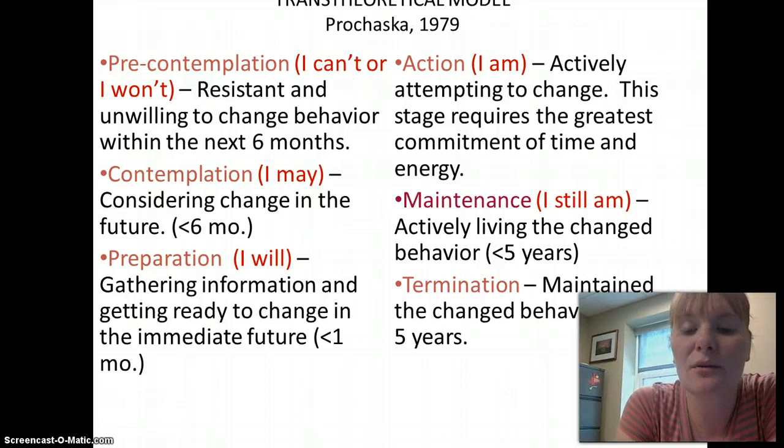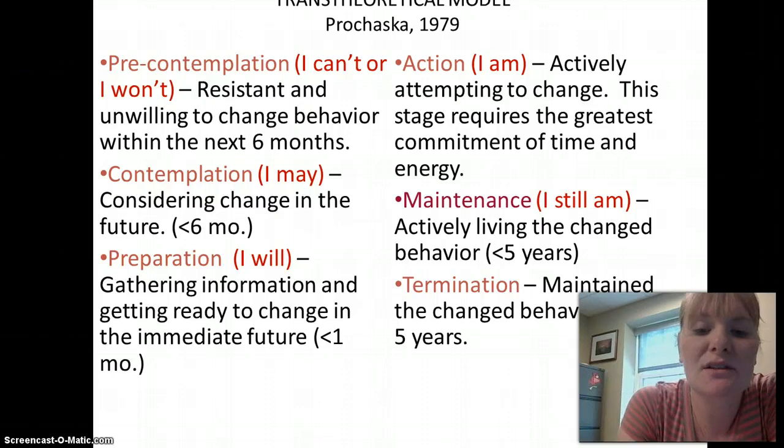The action stage is you're actively attempting to change. This stage requires the greatest commitment of time and energy. So now that you're in this stage, you need to focus on staying there and continuing to improve. The maintenance stage, or I still am, is you're actively living the behavior that you've changed for less than 5 years. And your termination stage is you've maintained the changed behavior over 5 years.